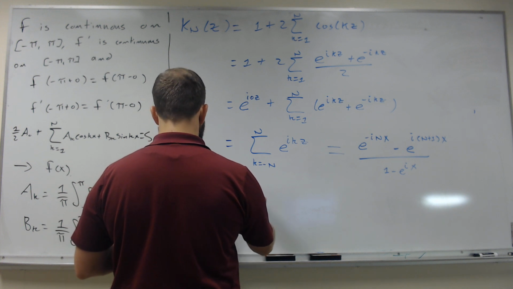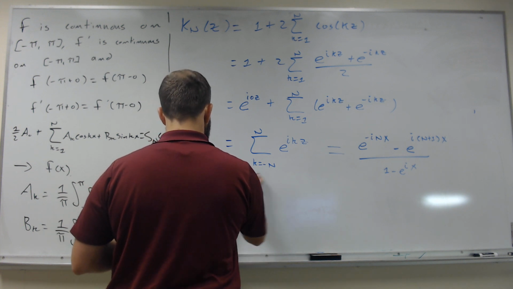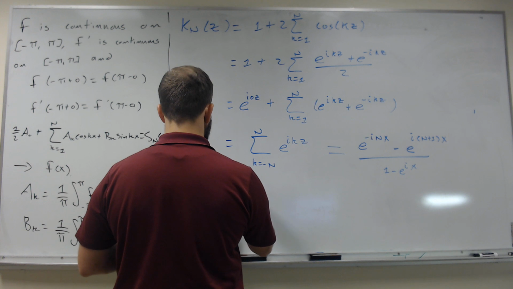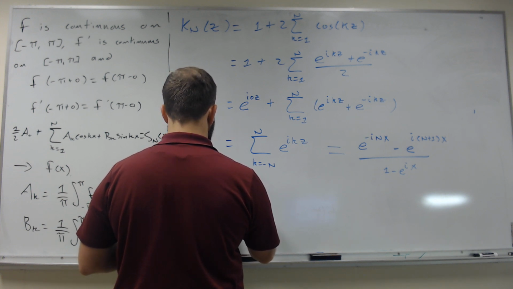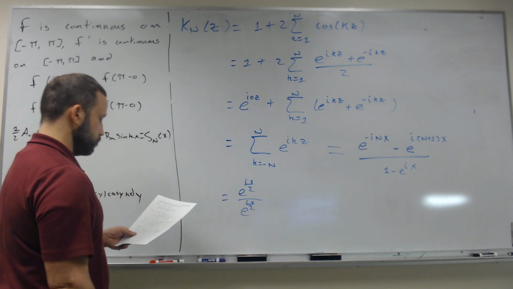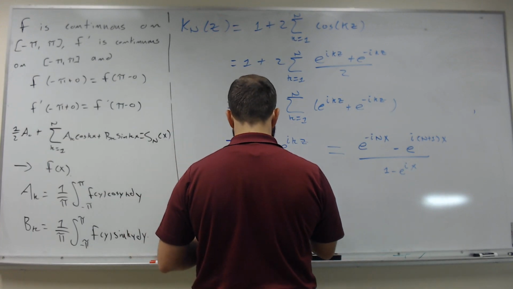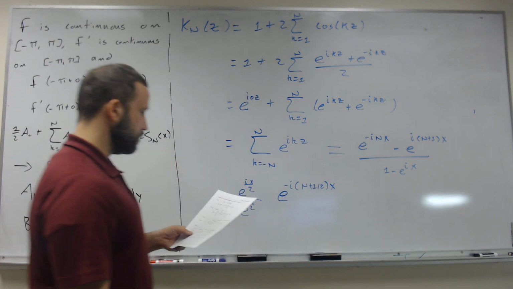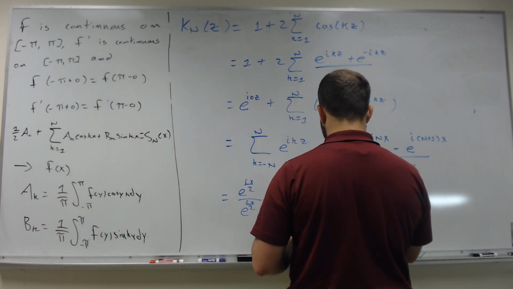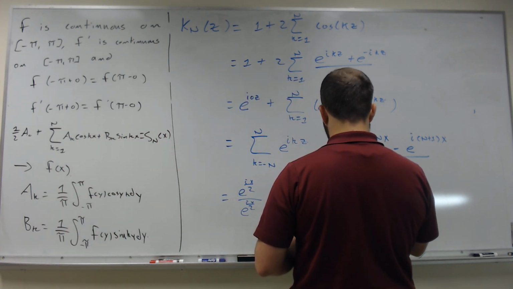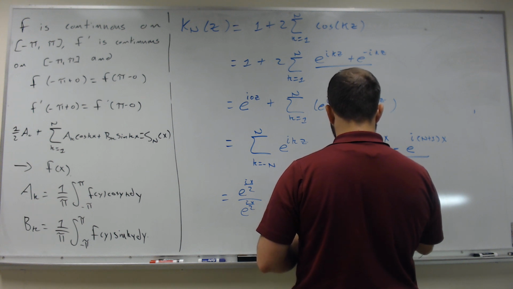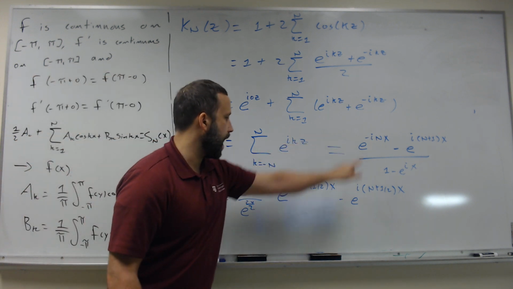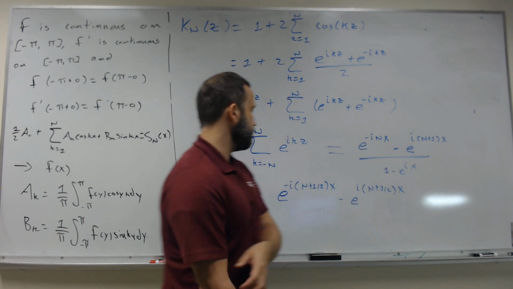So this is equal to e to the i x over 2 divided by e to the i x over 2, which of course is just equal to 1. And in the numerator, we're going to have e to the minus i (n plus 1/2) x minus e to the i (n plus 1/2) x. If you distribute this back over there, you get that, and if you distribute this over there, you get back to that.